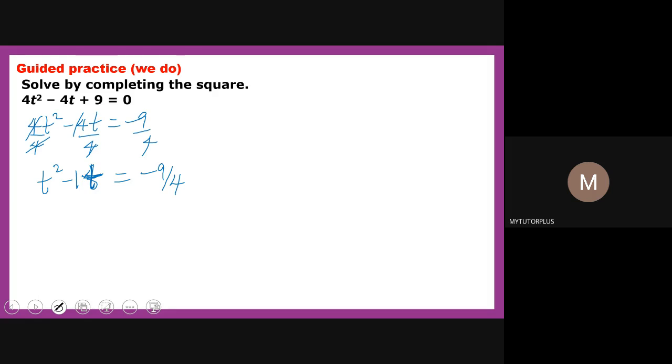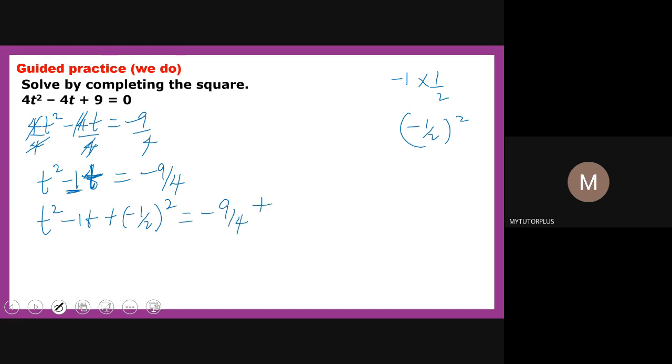So from what I'm having in this place, multiply the coefficient of t by half. Coefficient of t this time around is minus 1. After I've divided 4 by 4, I got minus 1 there. So that's going to be minus 1 multiplied by 1 over 2. That will give me minus 1 over 2. Then I'm going to square it and add it to both sides. And that will simply give me t squared minus 1t, then we have plus open bracket minus 1 over 2 all into bracket square, everything equals to minus 9 over 4, then plus open bracket minus 1 over 2 all into bracket square.